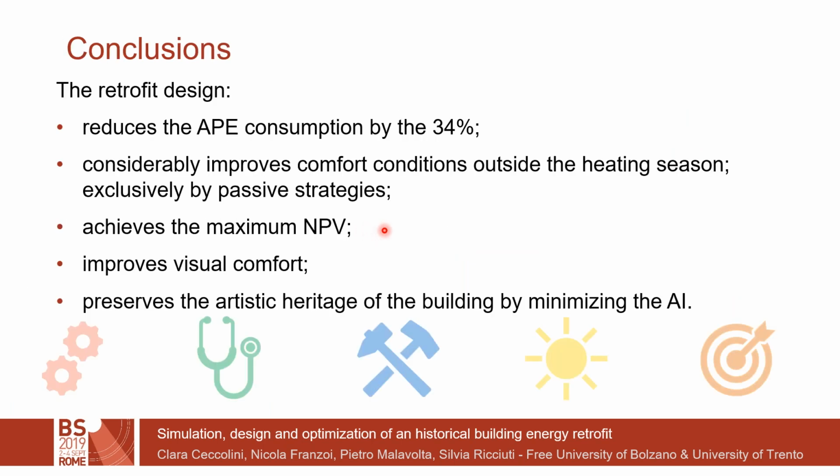So I'd like to conclude by saying that our design, consisting of the lighting system refurbishment, night-free cooling, the use of existing external shutters together with removal of Venetian blinds, and the insulation of the roof, is proven to reduce the annual primary energy consumption, considerably improve comfort conditions outside the heating season, exclusively by means of passive strategies, achieve economic feasibility, and improve visual comfort, all while preserving the artistic heritage of the building.